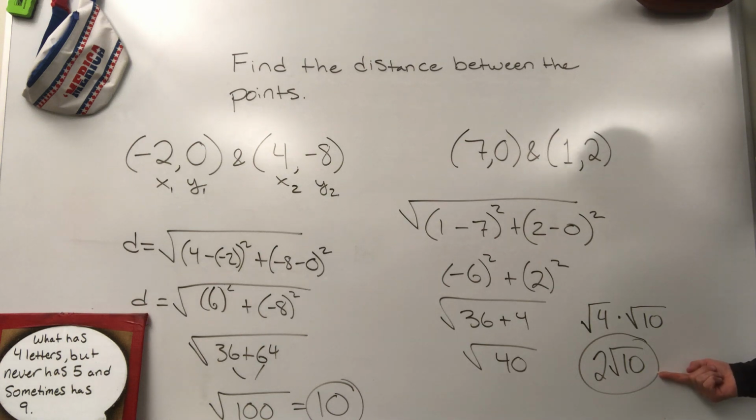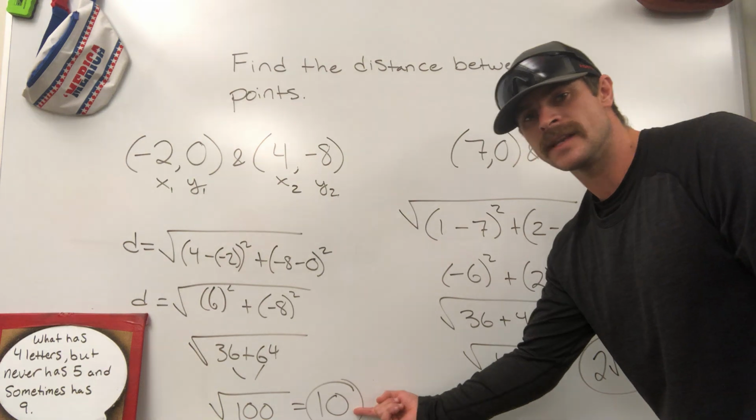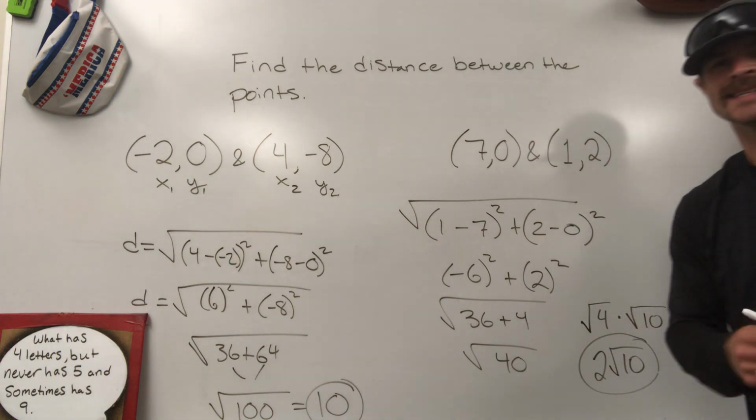Sometimes you're going to have to give it in radical form because you're going to get something that's a decimal that goes on forever. Other times you can just give it as that value of 10 if it comes out nice and neat as an integer.